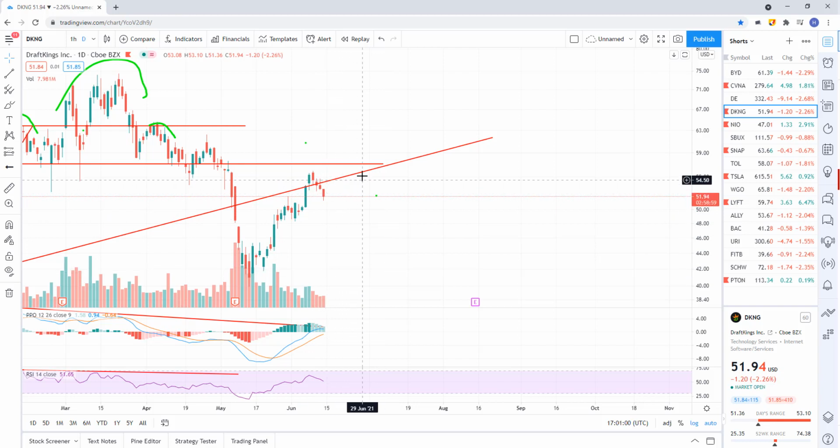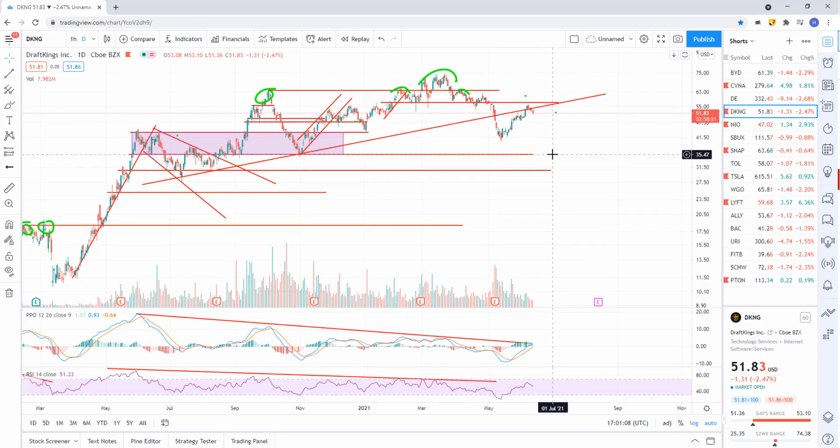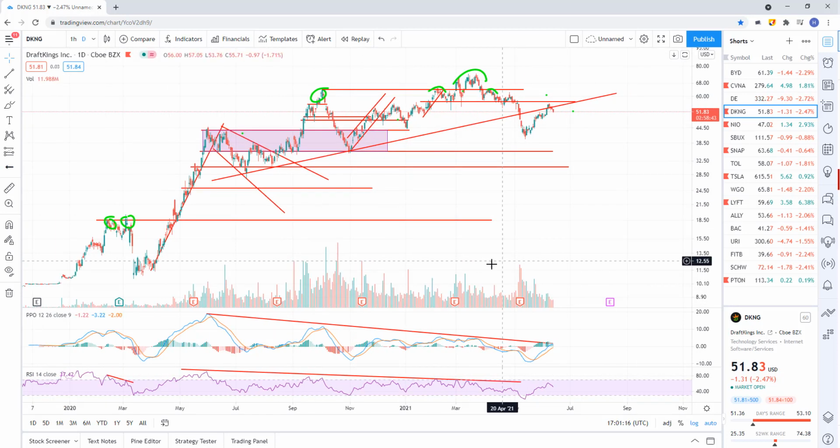And we could back test some more, maybe for a few more days. It doesn't mean that we have to just start moving down right now. But I think ultimately we're heading down. Level of support is about 35.47, and then another level down here at 30.76.